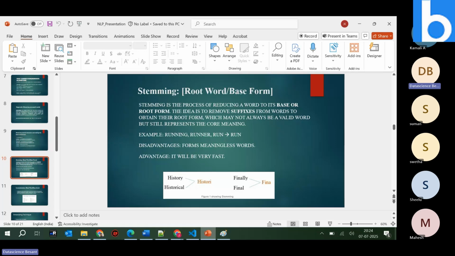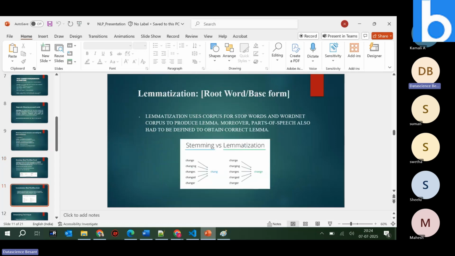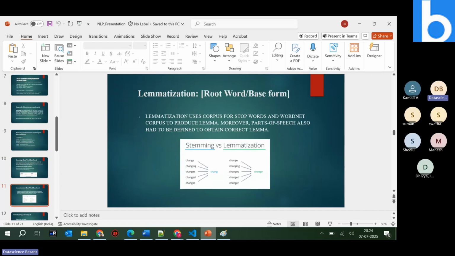In order to solve this disadvantage, they have come up with another approach called lemmatization. Lemmatization is also bringing the word to the root form, but it keeps track of whether it is part of the English vocabulary, and it also keeps track of the POS tag, the parts of speech tag. With respect to stemming, changing has become CHANG. There is no such word in English. But with lemmatization, it brought the word to change, which is a meaningful word.